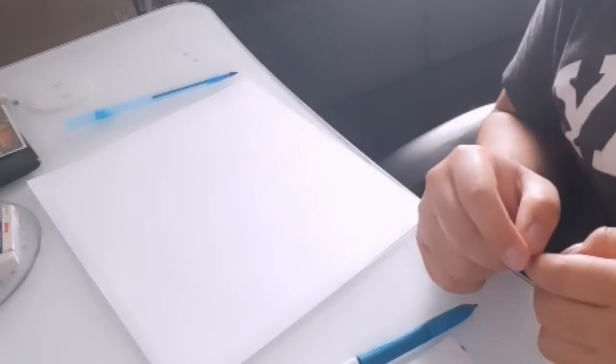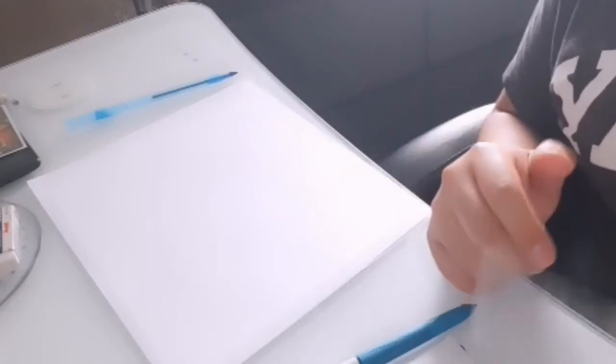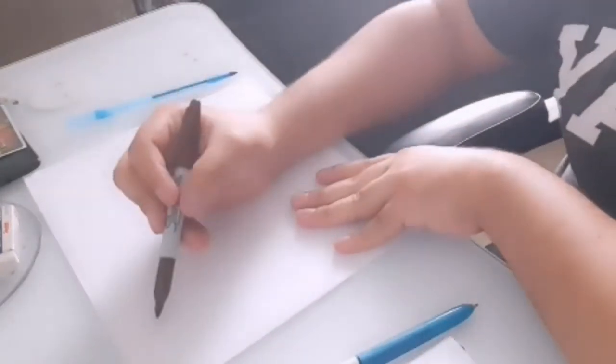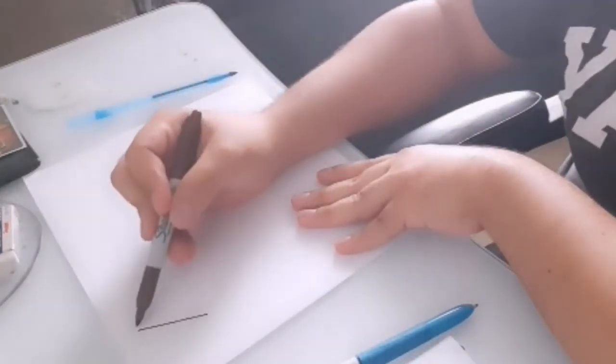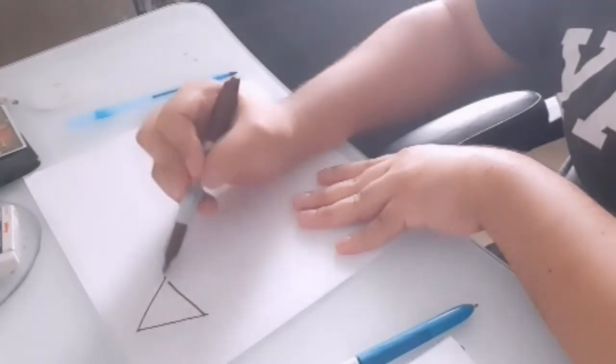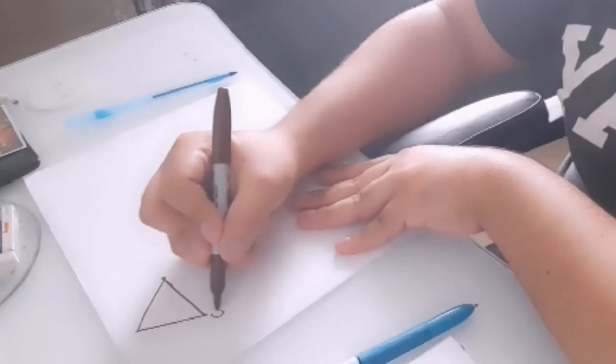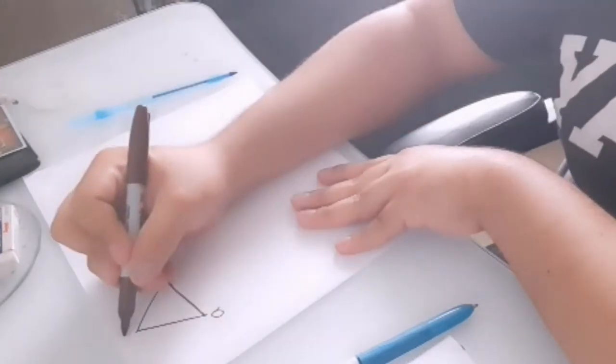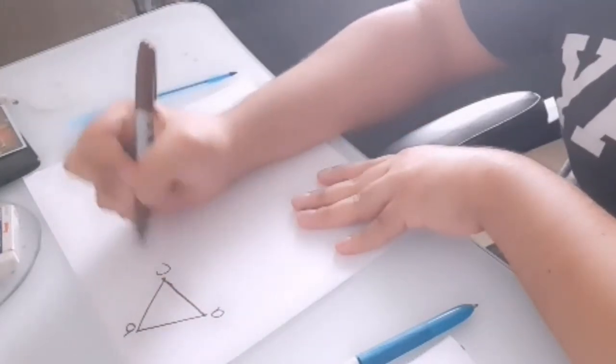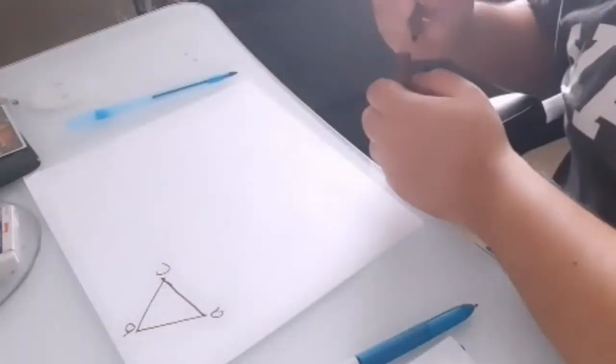Let me draw it and explain it further. All right, so let's get started. Here we have a triangle, right? I'm going to draw a quick little triangle. This is just our little triangle, right? We label it A B C, right? Triangle A B C.